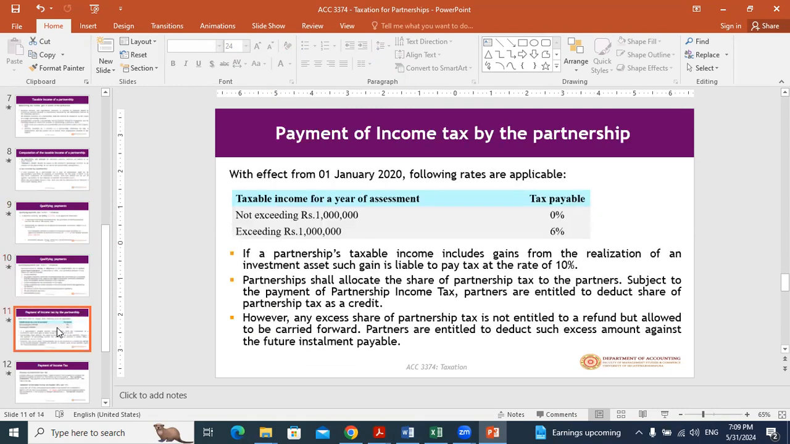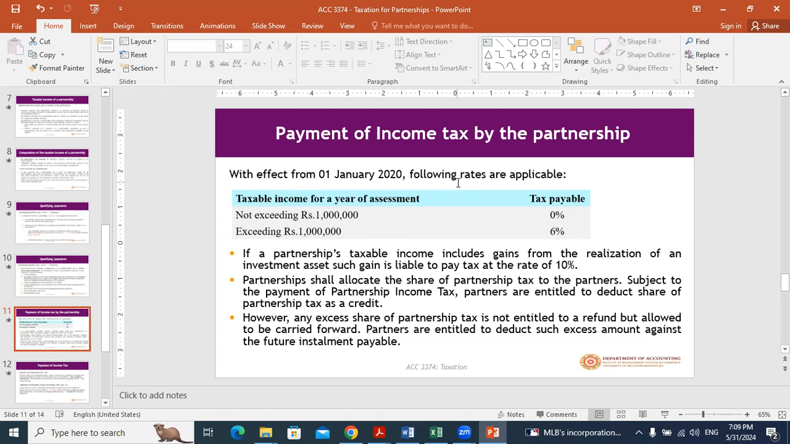Next one. Payment of income tax by partnerships. With effect from 1st January 2020, the following rates are applicable. Taxable income for the year of assessment, for the first 1 million, the rate is 0. Any amount that exceeds rupees 1 million, the tax rate applicable is 6%.